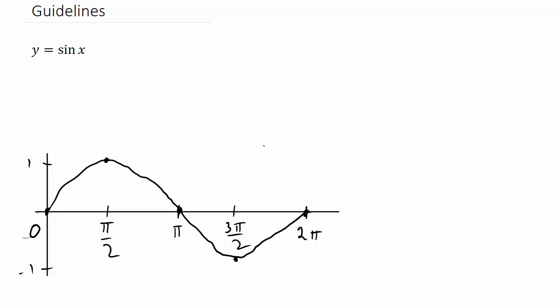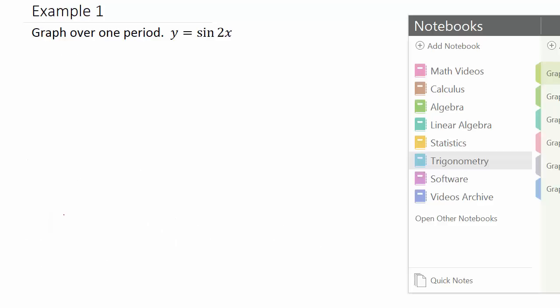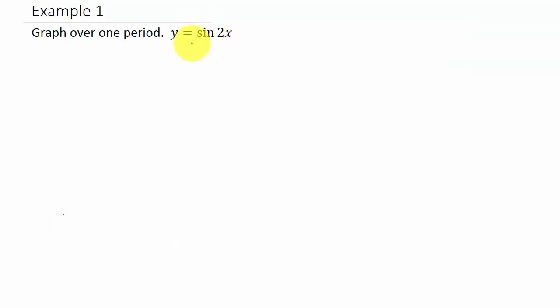Alright, so let's go ahead and get started. So let's look at the first example. We want to graph this over one period. Alright, so to find our intervals, there's a couple of ways to do it. For instance, on this one you could find the period using 2 pi over b. But the way that we're going to find the interval that we're graphing it over is going to work on every single problem that we do.